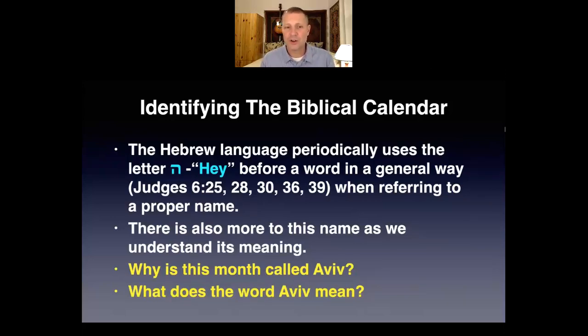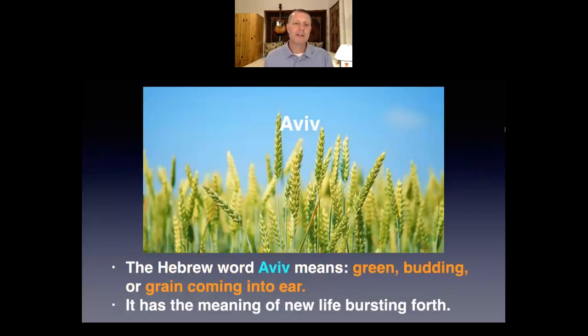Why is this month called Aviv? What does the word Aviv mean? The Hebrew word Aviv means green, budding, or grain coming into the ear. This picture illustrates it well. It has the meaning of new life bursting forth, especially of agriculture, of grain.